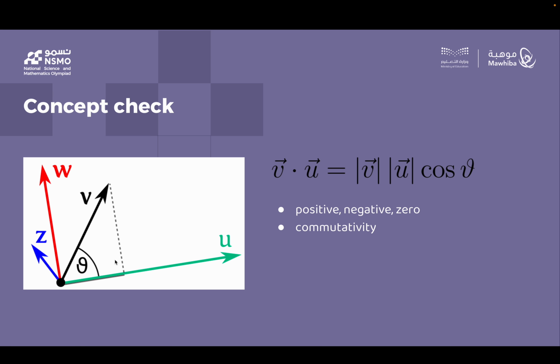This means that for perpendicular vectors, such as for u and w, their dot product will be 0. Finally, if the angle is larger than 90 degrees, the result will be negative. For example, in the case of the u and z vectors. From the definition of the dot product, we can also see that it is a commutative operation. This means that u times v is the same as v times u.